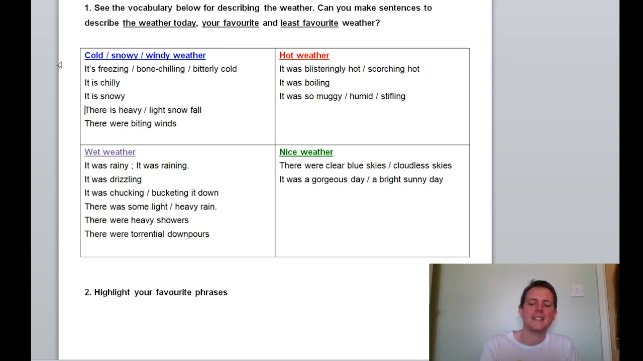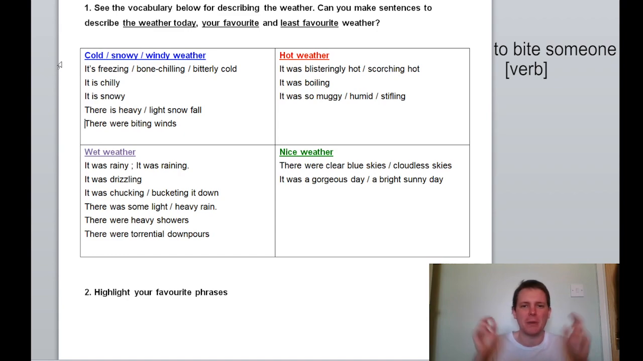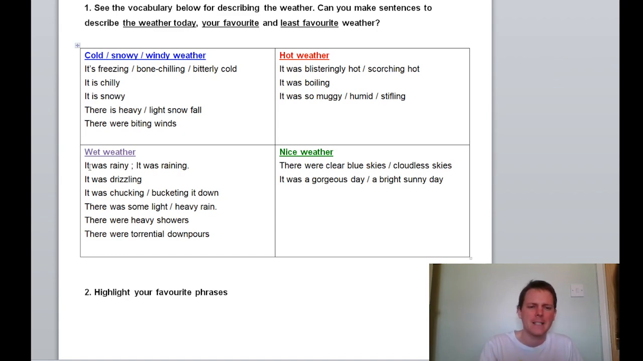There were biting winds. Again, biting winds means very cold winds. So cold that it feels like they're biting you. It's like the wind is biting you. That's how cold it is. Let's go on to wet weather then. It was rainy. Or it was raining.